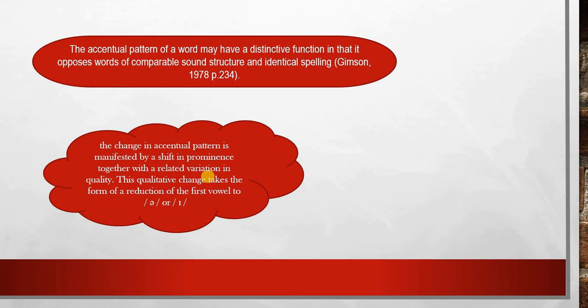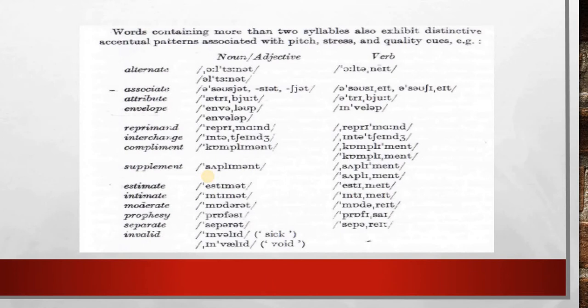This qualitative change takes the form of a reduction of the first vowel to schwa or short e. So here it makes the difference. If the stress changes to another syllable, the first syllable will of course have a weak vowel, which is the schwa or the short e. Here we are going to see examples containing more than two syllables, which also exhibit distinctive accentual patterns associated with pitch, stress, and quality.